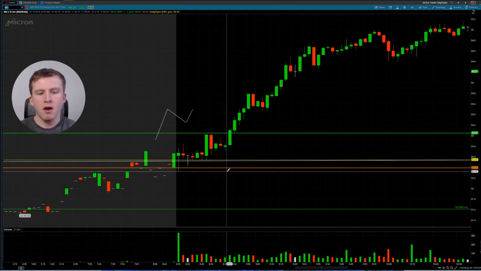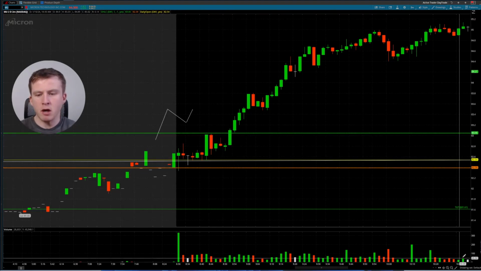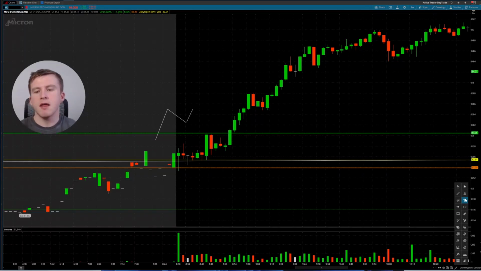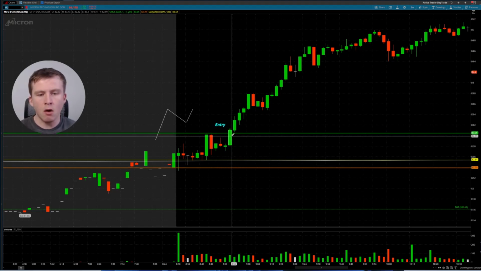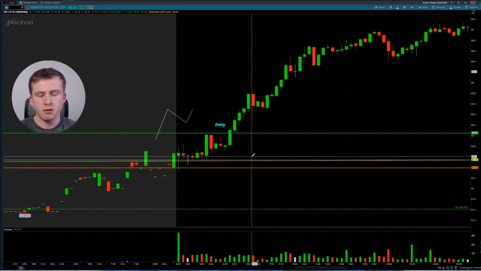Pop up, pullback, volume confirms this breakout bar right here. So really, this would be your entry bar. So your entry bar here. Now you could wait for that candle to close, or you could wait for when it breaks above this new high.